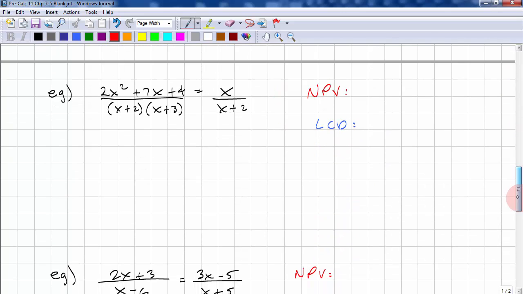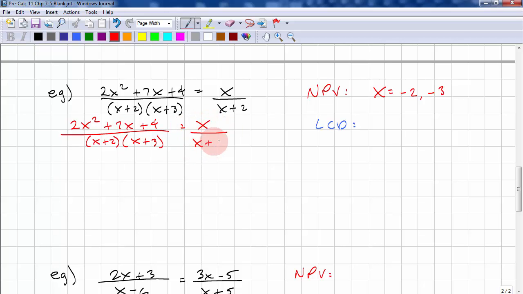Let's move on to some harder ones. Okay, what makes this one harder is we have polynomials in the numerator. So the NPVs are x equals negative 2 or negative 3. We have negative 2, negative 3, and this is just negative 2 again. Just copy this out. And copy this out, and this needs to be multiplied by x plus 3 over x plus 3.